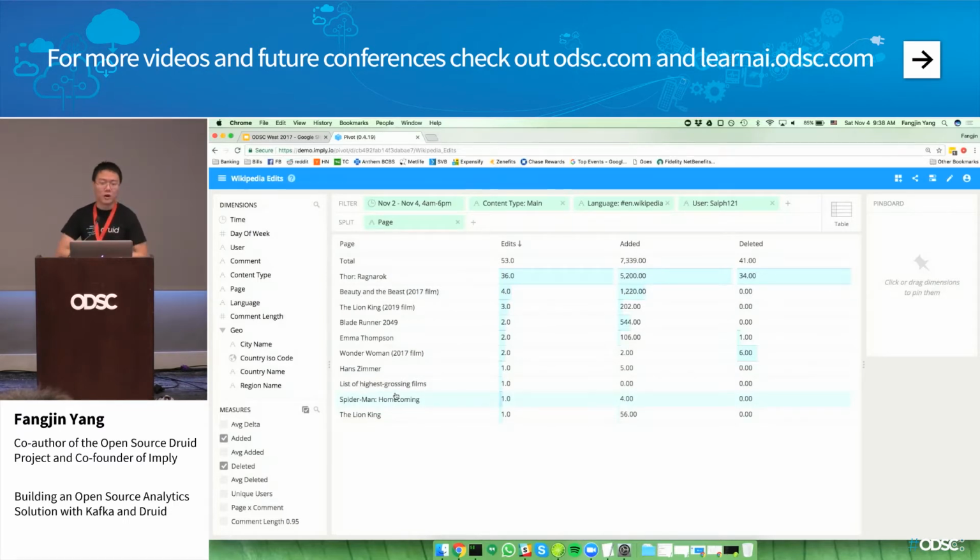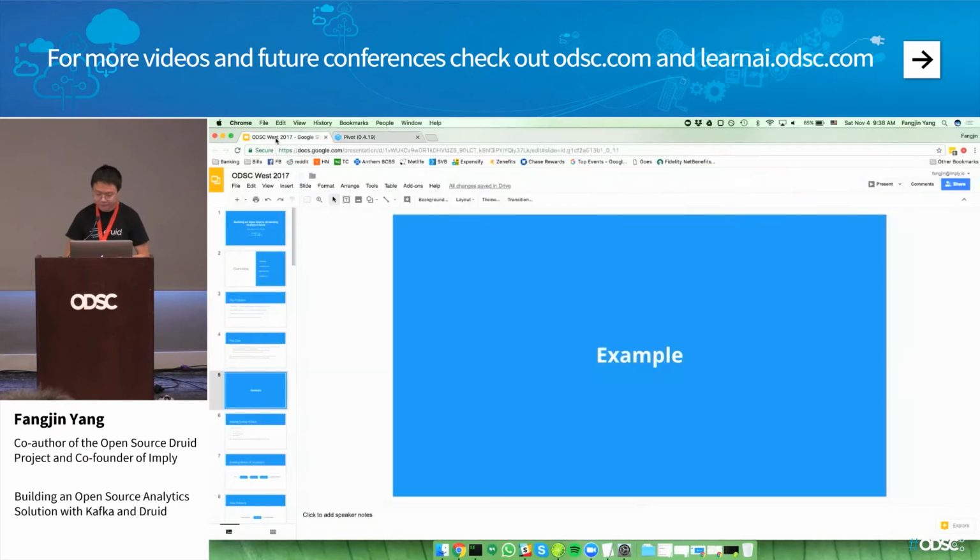So this workflow of taking a stream of data, breaking that data apart, looking at it from many different angles, crunching a bunch of different metrics, this is the workflow that we're going to be talking about and the various technologies that can make this workflow possible.